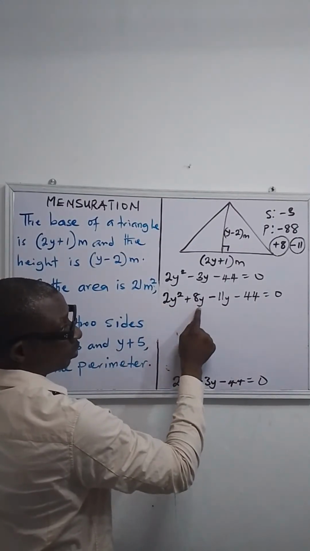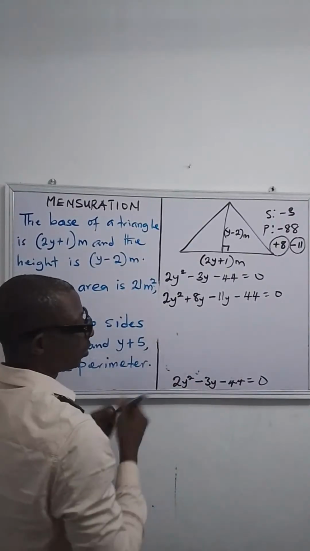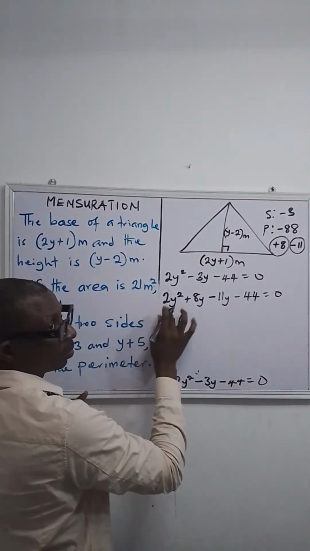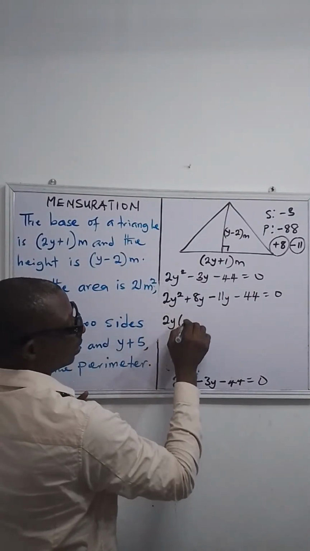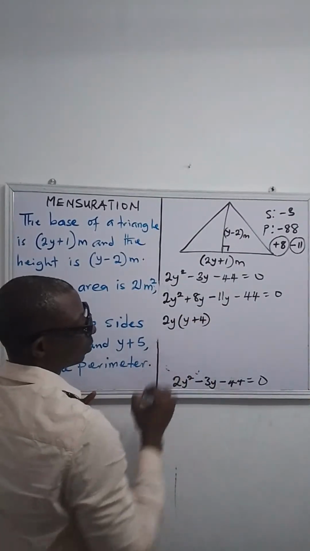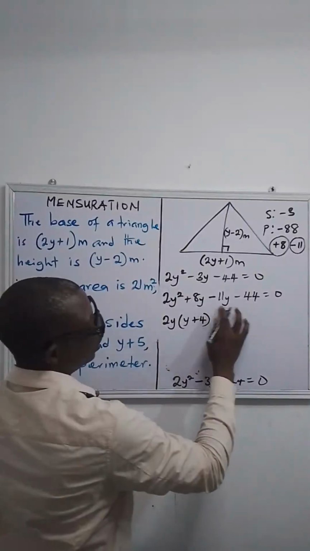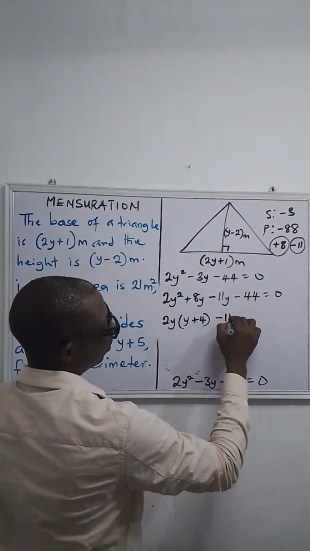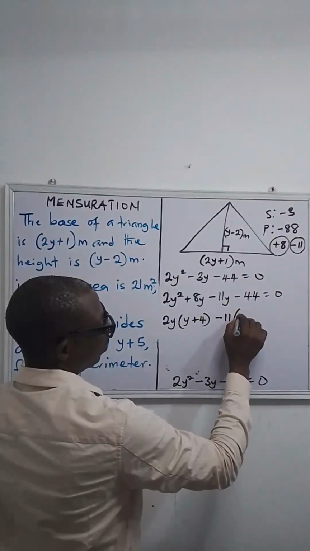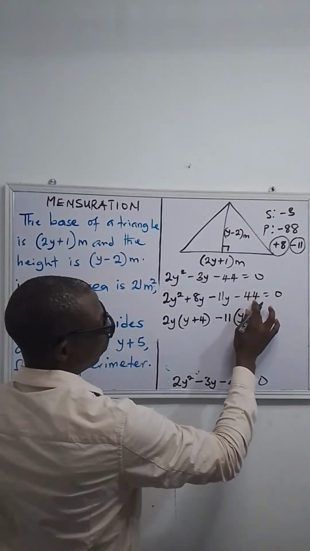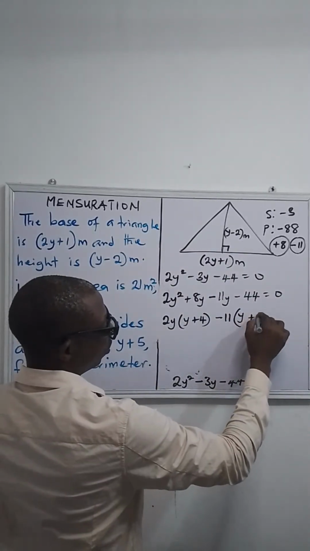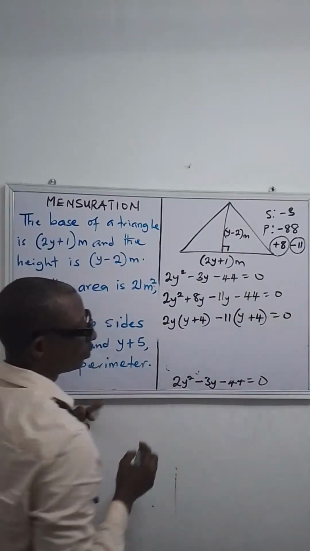2 can go here, 2 can also go here, y can go here, y can go here. So I have 2y. When you divide this by 2y, what do you have as your answer? That's going to be y. What of this? That is going to be plus 4. Okay, so now the GCD here is negative 11, right? So when you divide this by negative 11, you have y. Negative 44 divided by negative 11 gives you plus 4, plus 0.